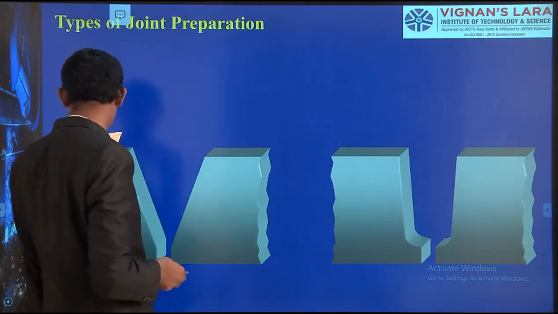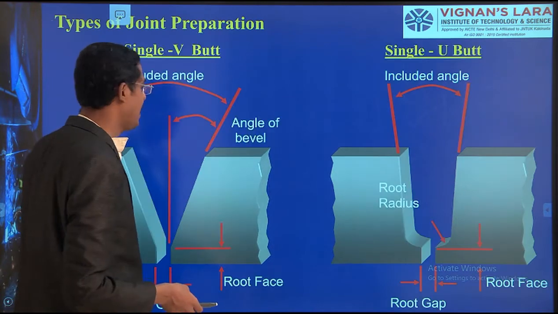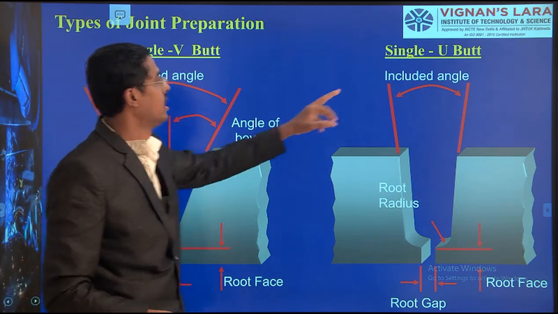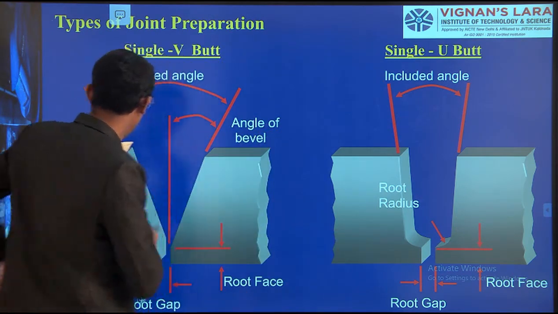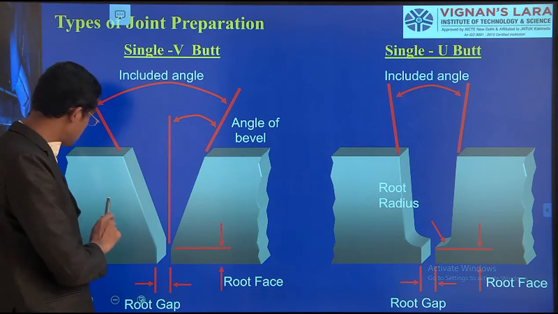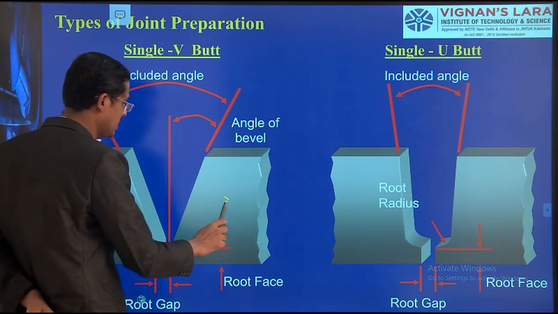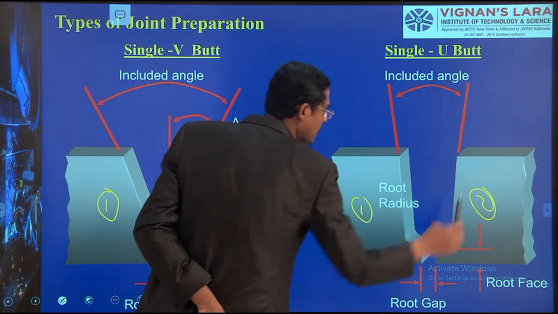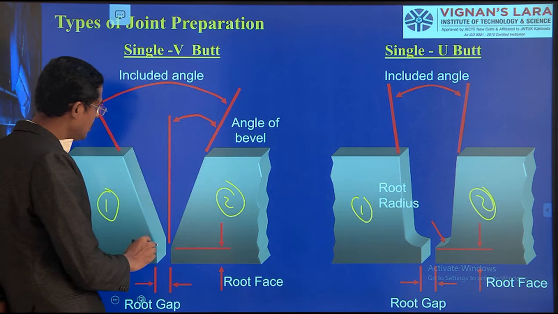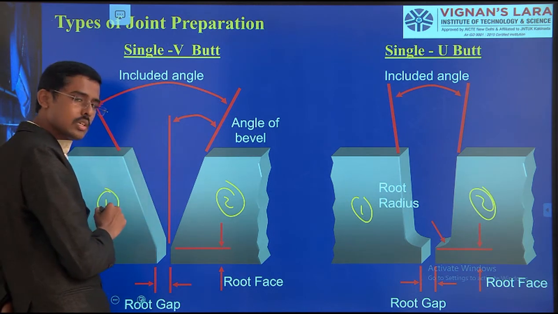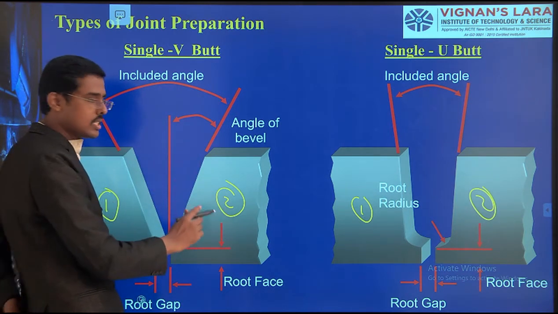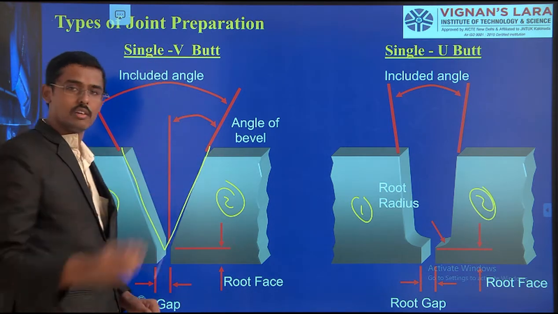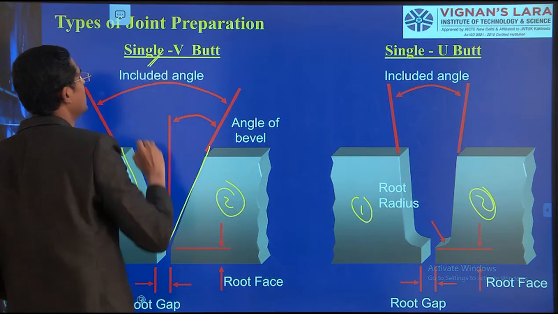Next, the types of joint preparations. See, I have made a comparison between the V and the U. So what is a single V? Here the edge preparation is done on one piece, and edge preparation is done on the second piece. I have made a single bevel on one piece and one more single bevel on the other piece. All together, it forms a V. That is why we call it a single V butt joint.